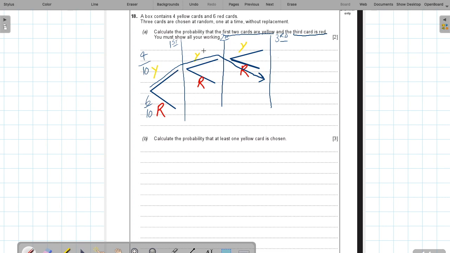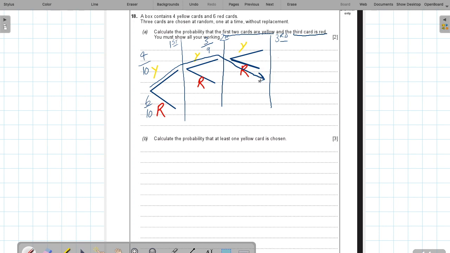Okay, so at this point, we've picked our first card, it was yellow, and we're about to pick our second. So the number of cards, regardless of colour, in the bag is 9, because we had 10, we've taken 1 out. How many yellow cards remain? Well, we've already taken 1 out, so there were 4, there are now 3. So that's our second dip into the bag.